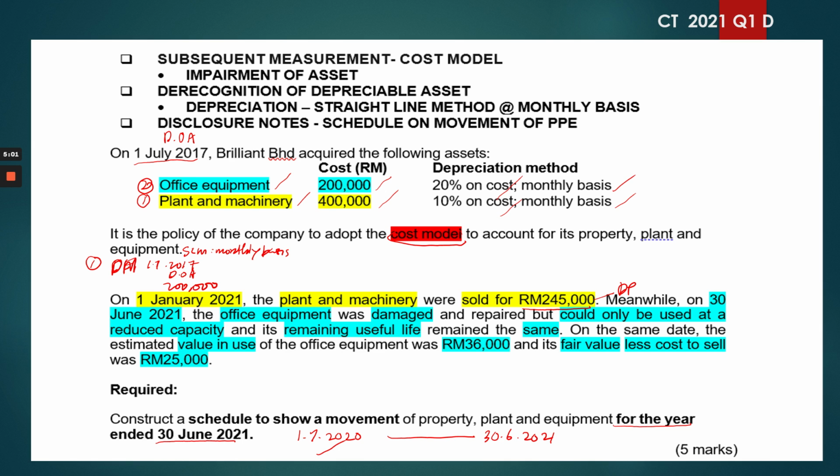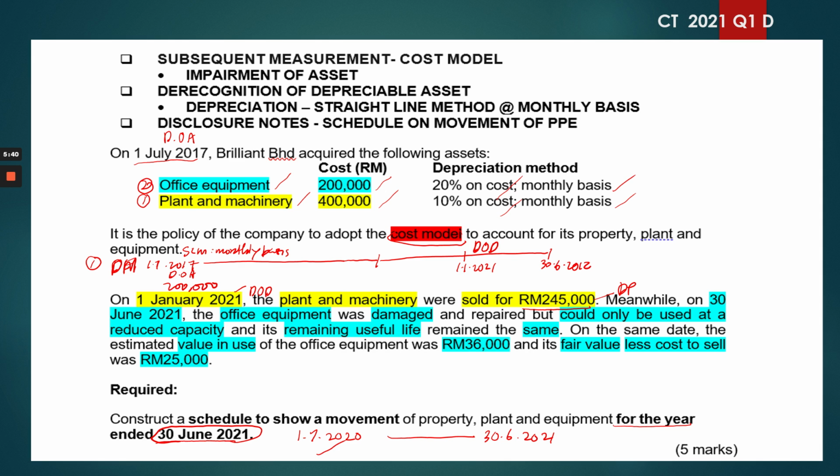So that is what happened. And if you look, you are informed the disposal date, this is the date of disposal, DOD, was actually on 1st of January. So if you can see, this is happening in the current year. So 1st of January 2021 is here, and the current year end is 30th of June 2021, so it is here. So this is the date of disposal. I put there DOD, DOA is for date of acquisition.